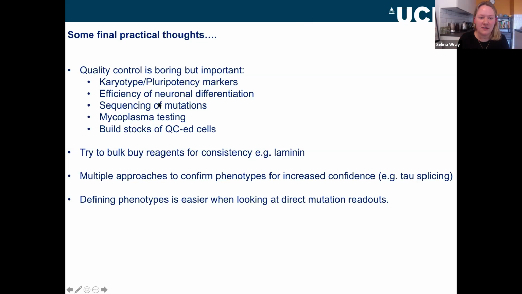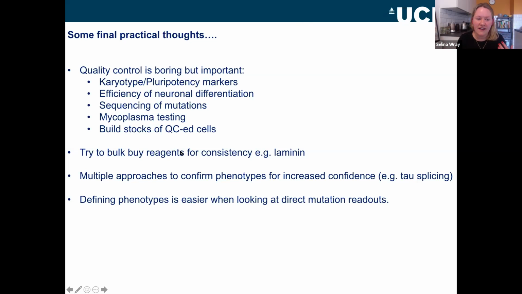Do make sure that the lines have the mutations that you think they have. If you're doing disease modeling, we mycoplasma test every 2 weeks. We're quite often keeping these neurons for months and months at a time in continuous culture. So we need that repetitive testing, and really spend some time early on to build stocks of your cells where you know the karyotype is good. Build a big bank of cells at that early stage, so you know that you are always working with the highest quality material.